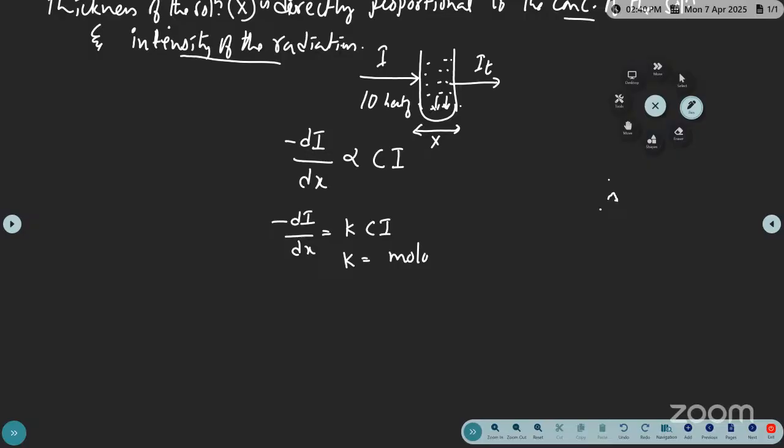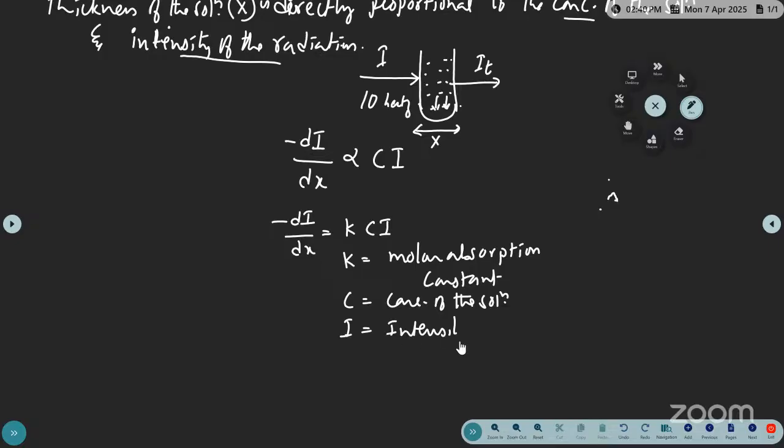So then we write it like this: minus dI by dx is equal to k into C into I. K is the constant. What is C? C is the concentration. What is I? Intensity of the radiation. So this is what Beer-Lambert's law. So what does Beer-Lambert's law say?